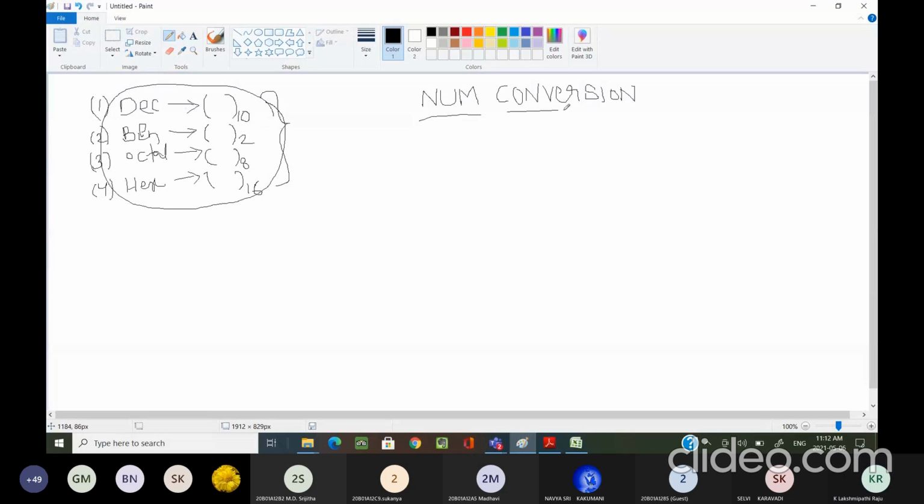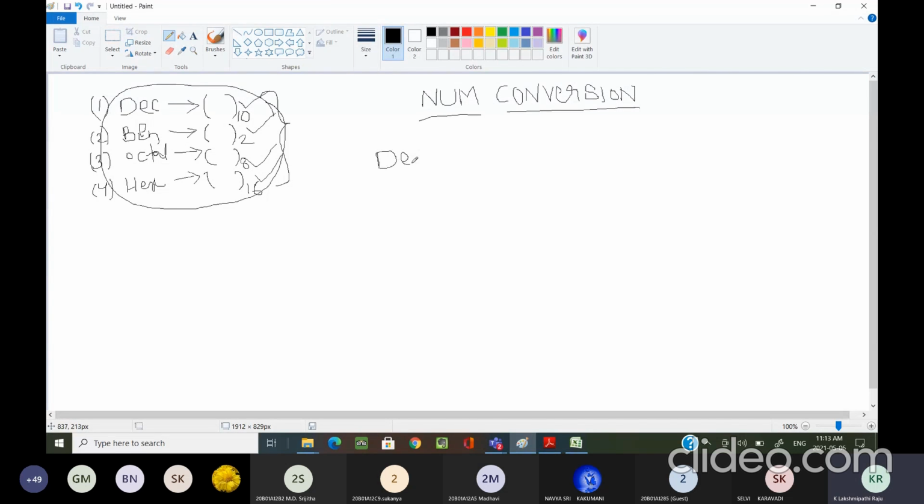Now, from our syllabus point of view, the basic number systems are the four major number systems, that is the decimal, binary, octal and hexadecimal number system. Today the first conversion we are going to learn is from decimal to other number systems.